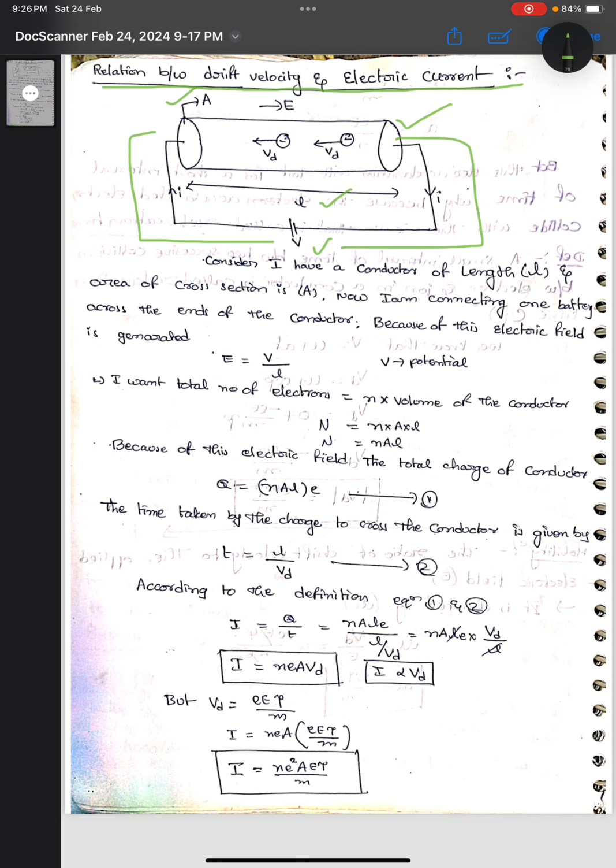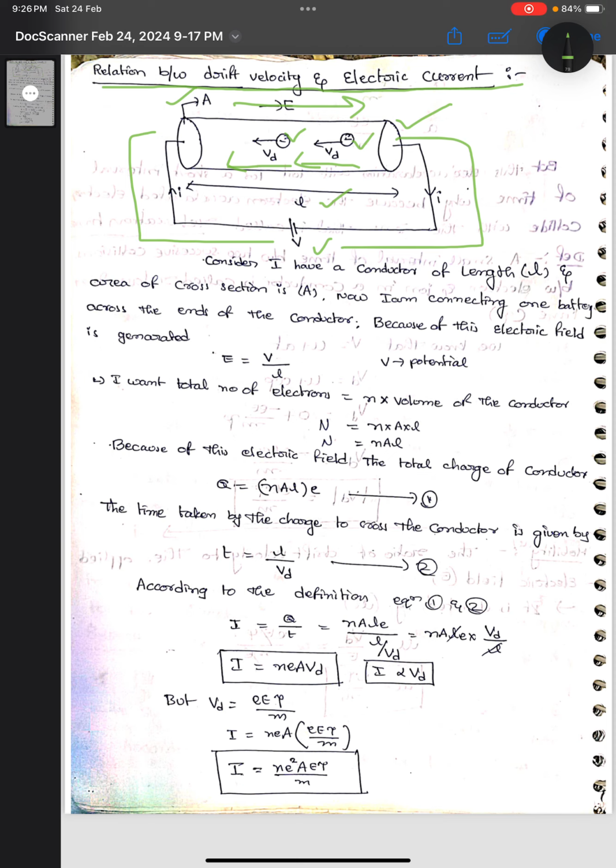Whenever a battery is connected here, an electric field is generated from the positive terminal to the negative terminal. So whenever the electric field is generated, all these electrons experience some force and move opposite to the direction of the applied electric field with drift velocity Vd in this direction, right?